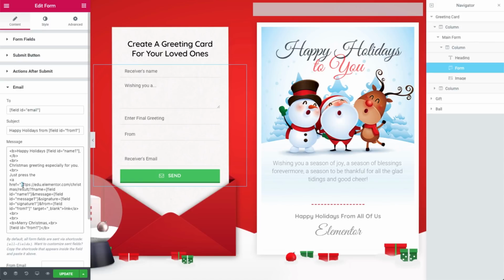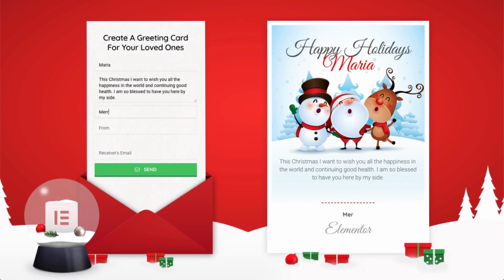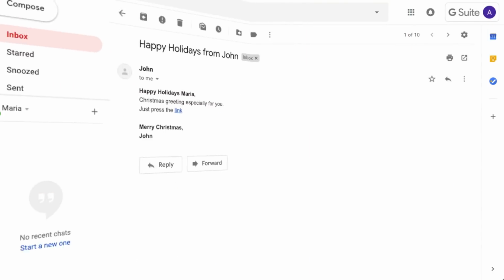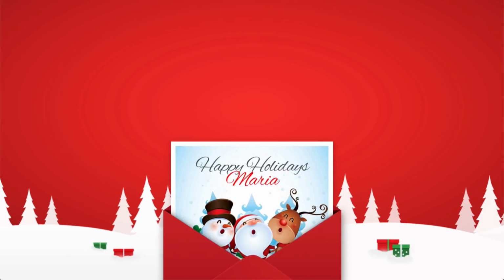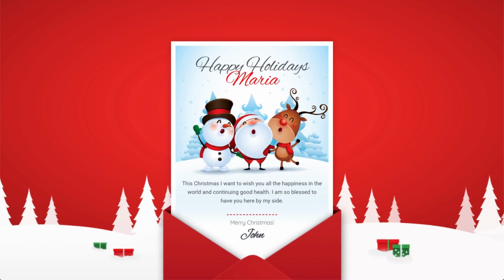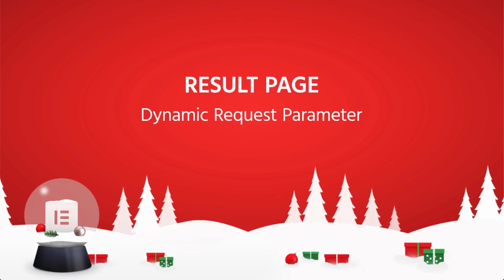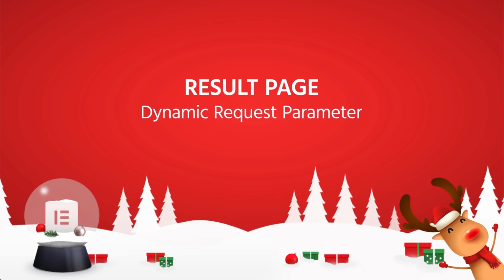Now, let's focus on the second trick. The link inside the email message your friend receives needs to be dynamic for it to create personalized content, which gets us right to the next action, request parameter. Before we understand how it works, let's see what it does. The form knows how to take all the parameters filled inside it, send an email to our friend, who upon clicking the link in the email will see the custom Christmas greeting with all the details we filled in on the form. Now, let's see how to set up the result page.